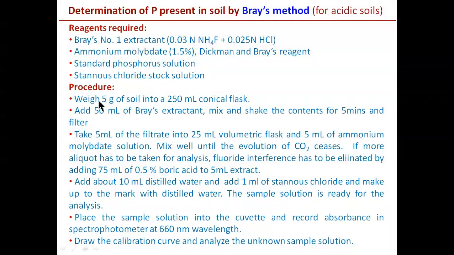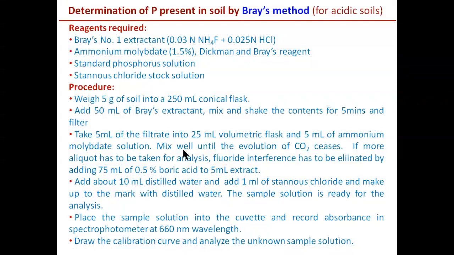And in the procedure, first what we need to do is weigh 5 gram of soil sample into a 250 ml conical flask. To that add the Bryce extractant, mix and shake well for 5 minutes, then filter it. Then take 5 ml of that filtrate into a 25 ml volumetric flask. To that add 5 ml of ammonium molybdate solution. Mix well until the evolution of CO2 ceases.